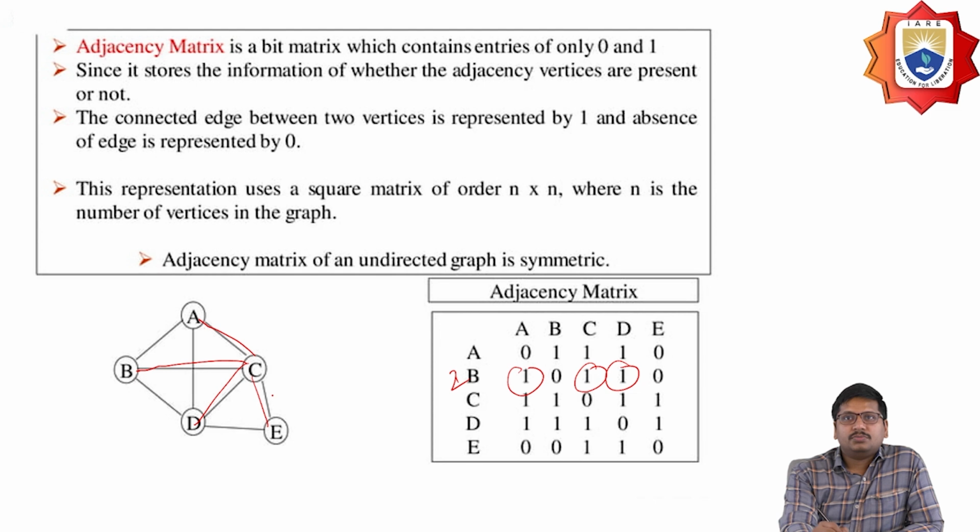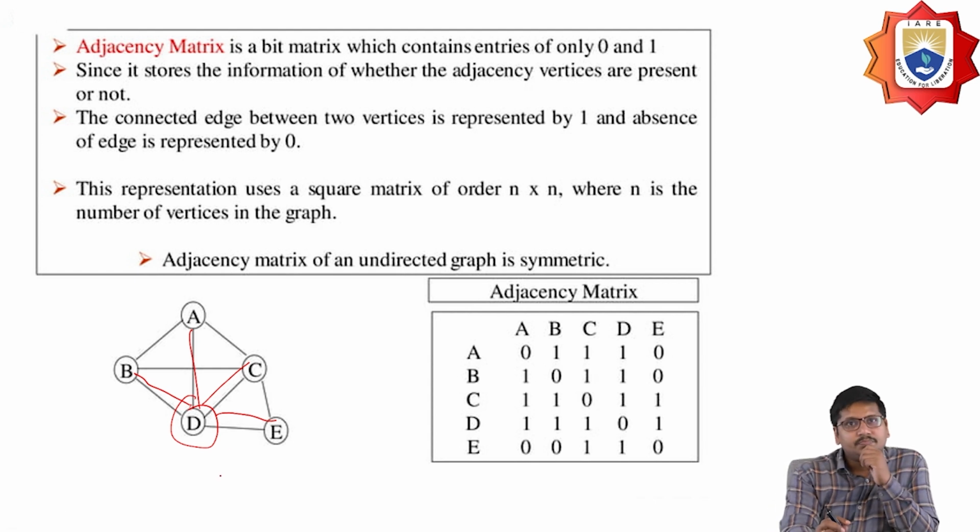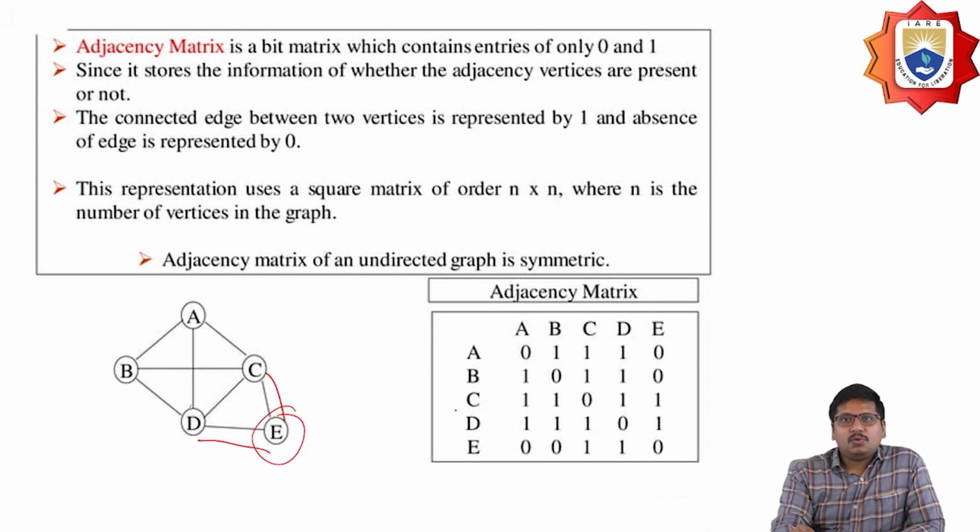And C to D also. So C to A, C to B, and C to D. And the next one, D, I'm going to consider it. So D to A, D to B, D to C, and D to E. Then for E, I'm going to consider E to C and E to D.